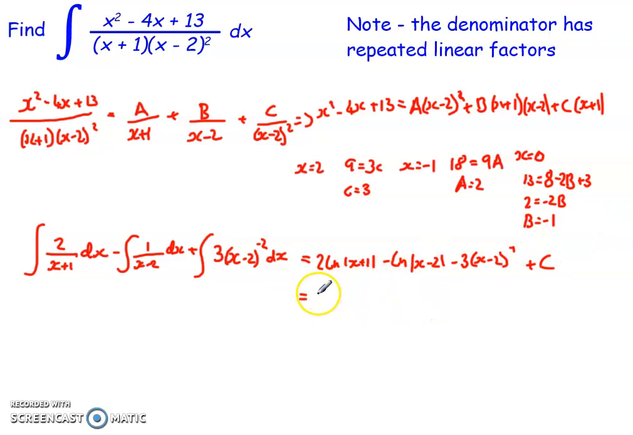Rewrite this with a positive power at the end. I get 2 ln x plus 1 minus ln x minus 2 minus 3 over x minus 2 plus c. So there you go. Integrated that second version using that technique there.